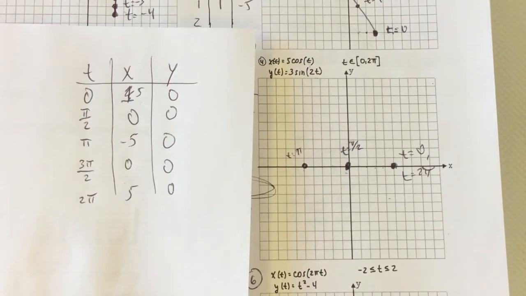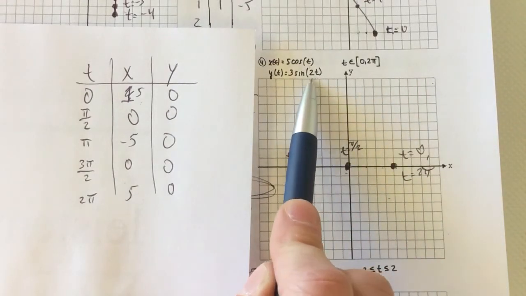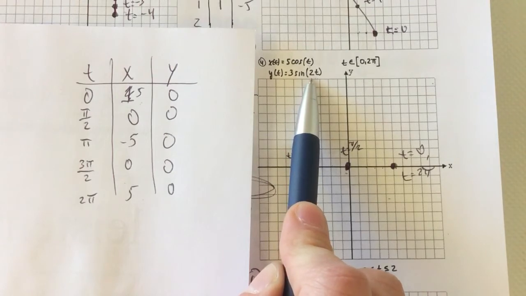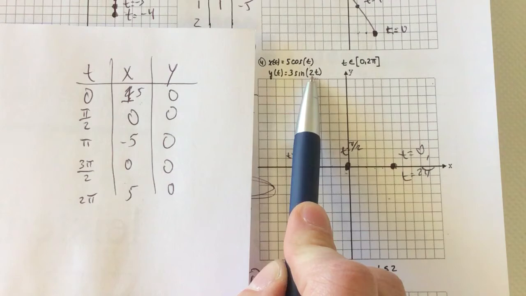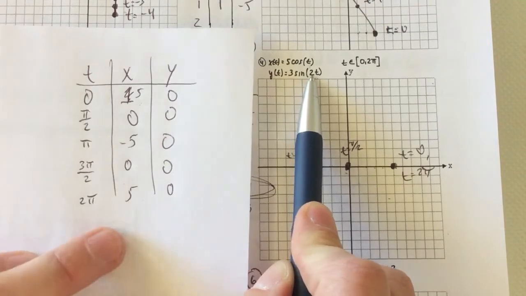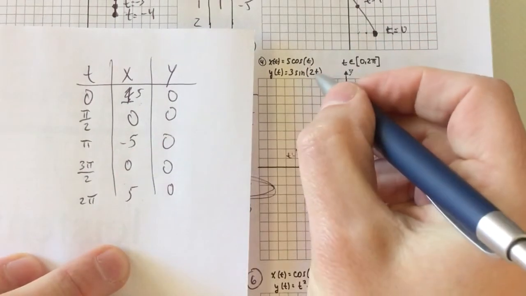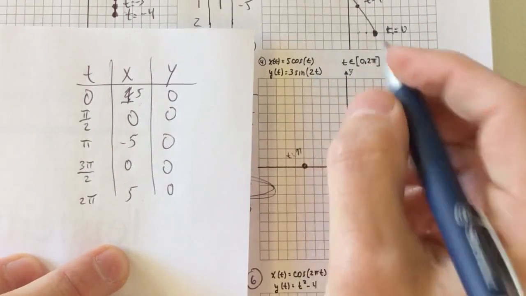Parker's got an idea. Did you put it in the calculator or anything? No. Look at the difference here. Sine of 2t. What's the period of sine of 2t? Pi over 2. You know what, it's actually pi.